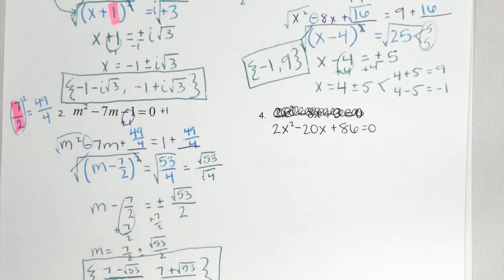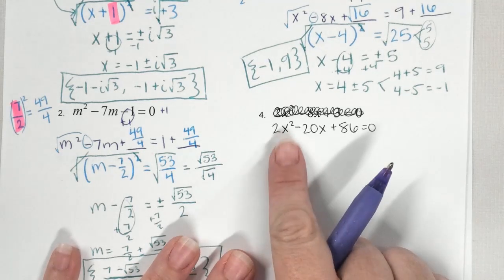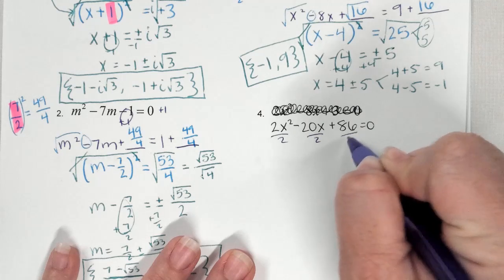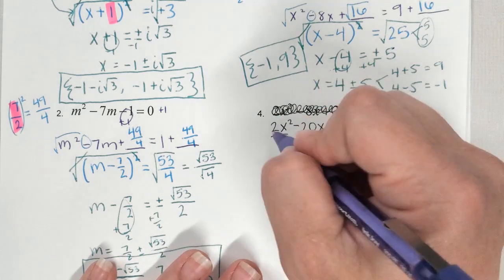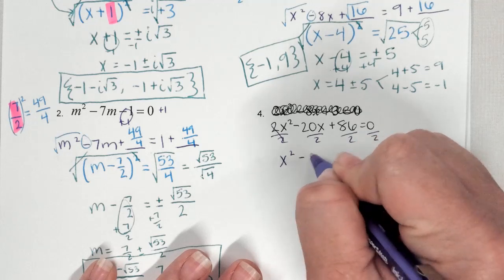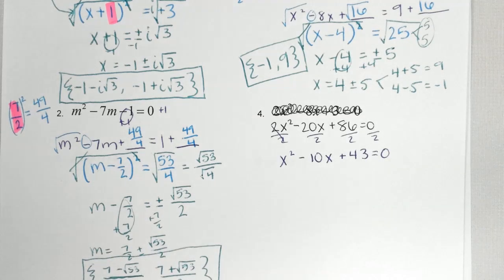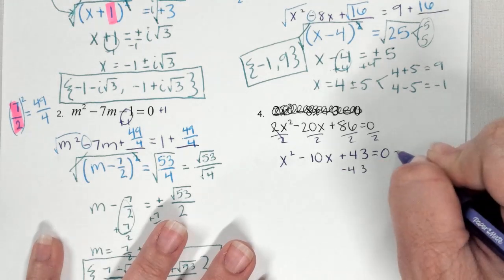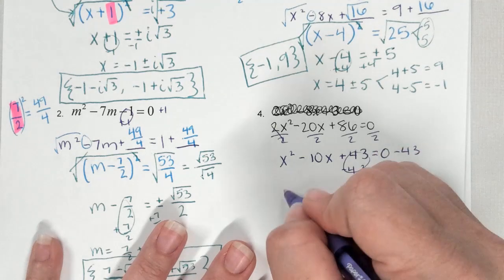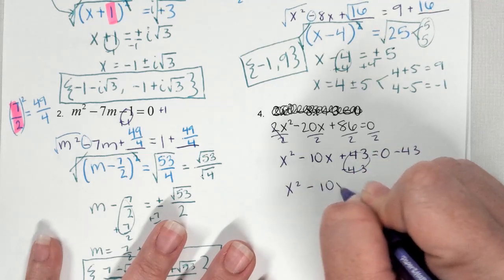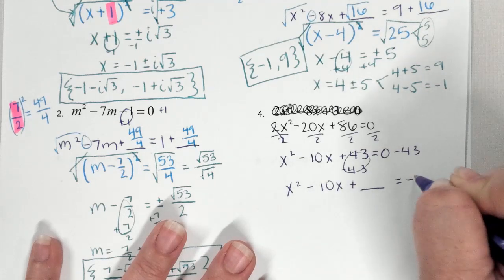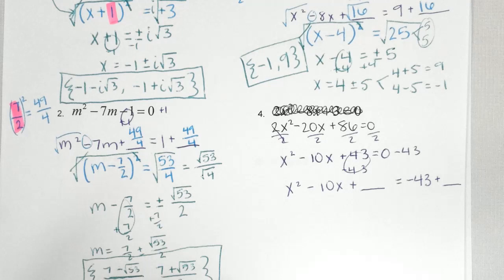So again, what do we do first? Not yet. Divide everything by 2 because I have a number in front. That cancels, and I'm left with x squared minus 10x plus 43 equals 0. Now, what do I do? Yes, we're going to move the 43. So minus 43, minus 43. We're going to rewrite it with a blank. x squared minus 10x plus something equals negative 43 plus something.